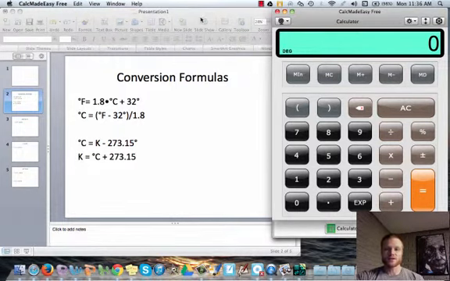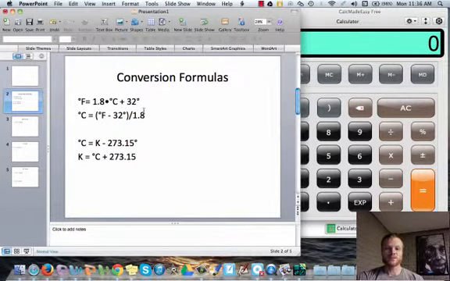So first thing you'll want to be able to do is have these formulas out in front of you. The top one is converting from Celsius to Fahrenheit. The one below that is converting from Fahrenheit to Celsius. And then the bottom two are either from Kelvin to Celsius or from Celsius to Kelvin.